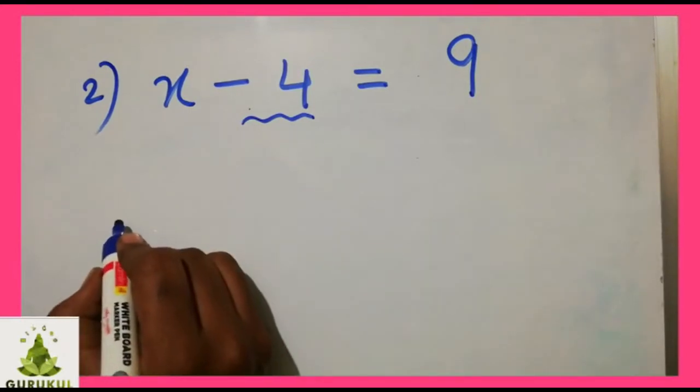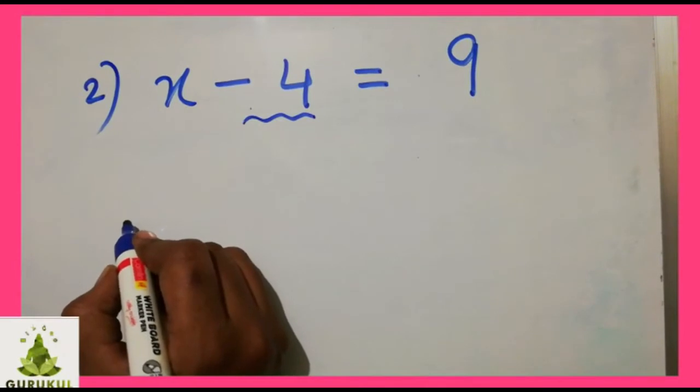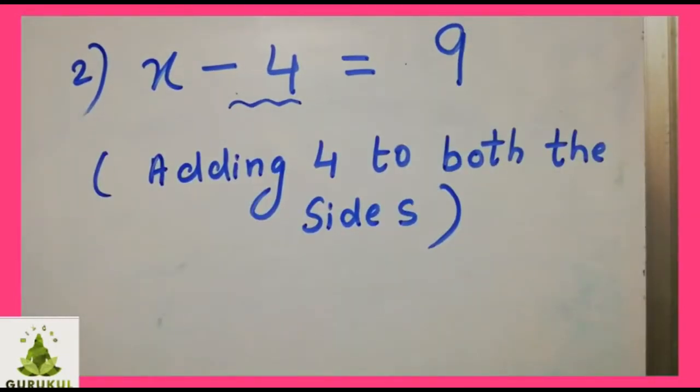So what am I doing? I have to add 4. Is it clear? Adding. So that is the operation here. Now for question number 2, you need to write only this much. What you have done is adding 4 to both the sides. This is the operation you have to do on both the sides in order to solve them. Only this much you have to write in your notebook.